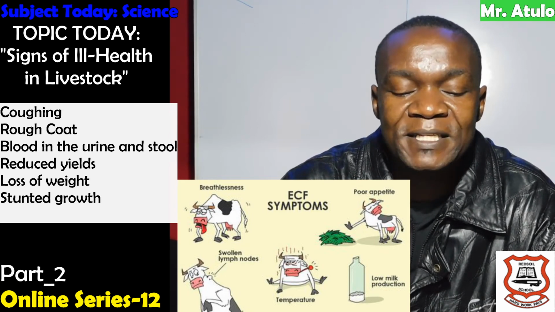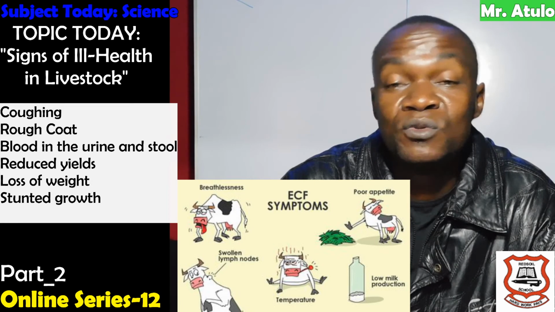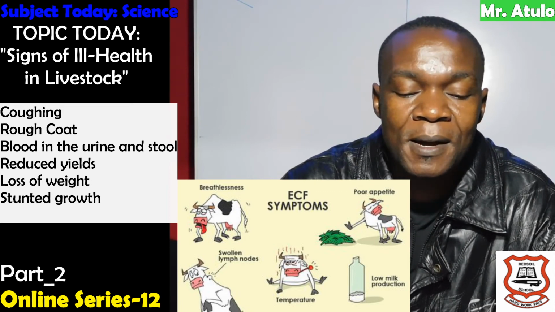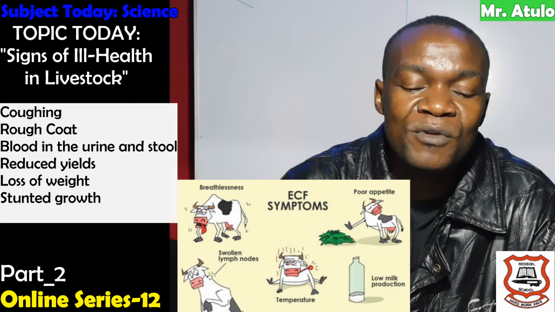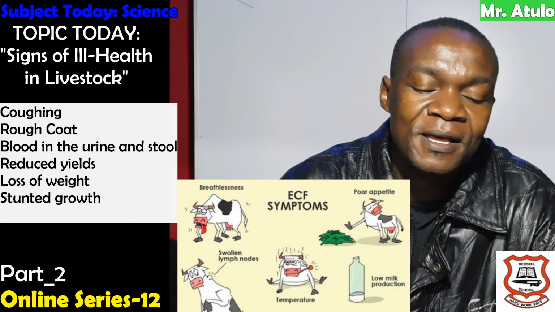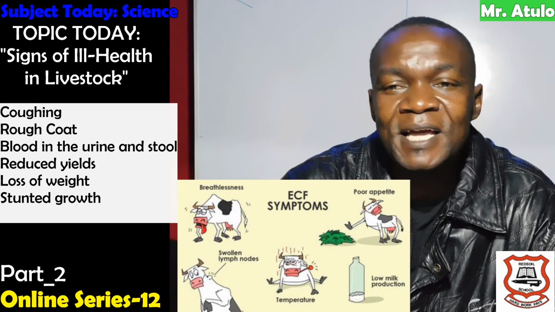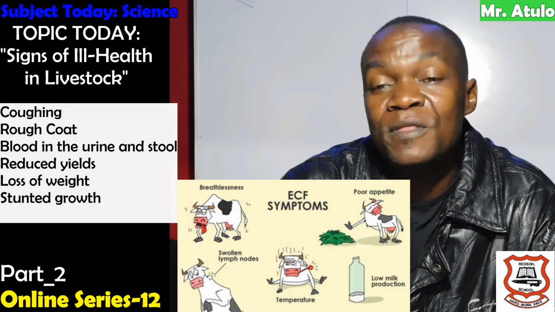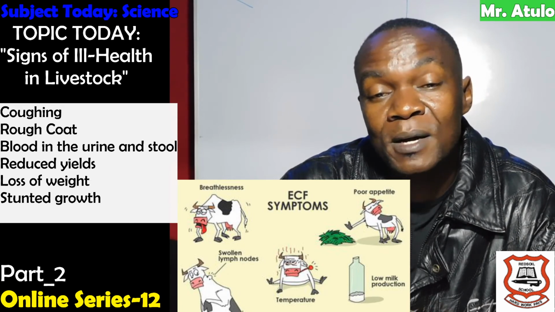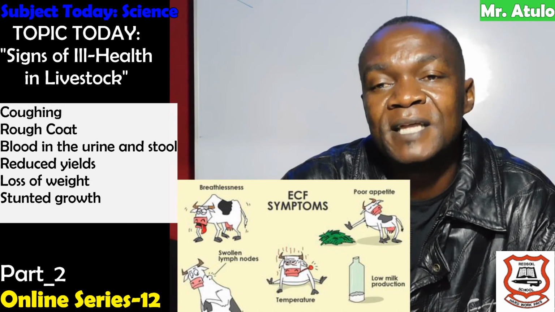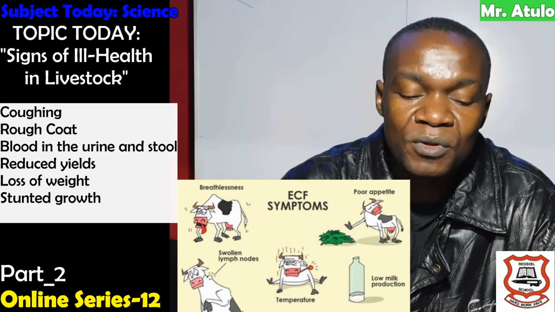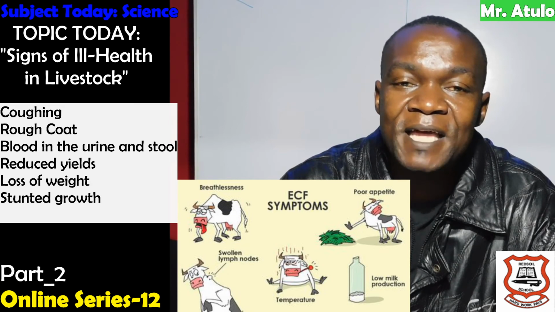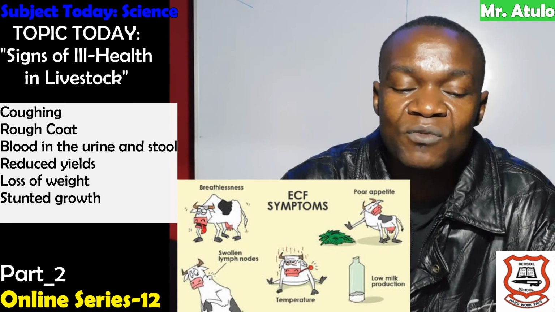So when it is stunted, the yields, of course, are definitely going to be low. You'll also realize that it stops growing before maturity, and in most cases such animals don't feed properly. And when they don't feed properly, you can be sure without any doubt that the yields are going to be very low.